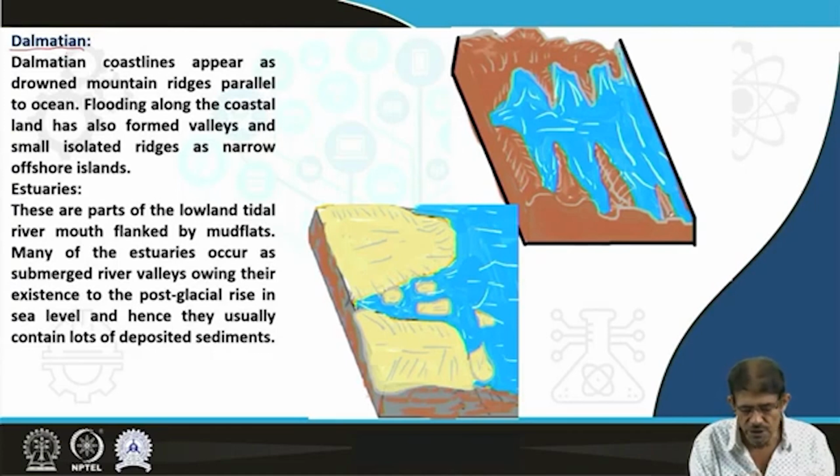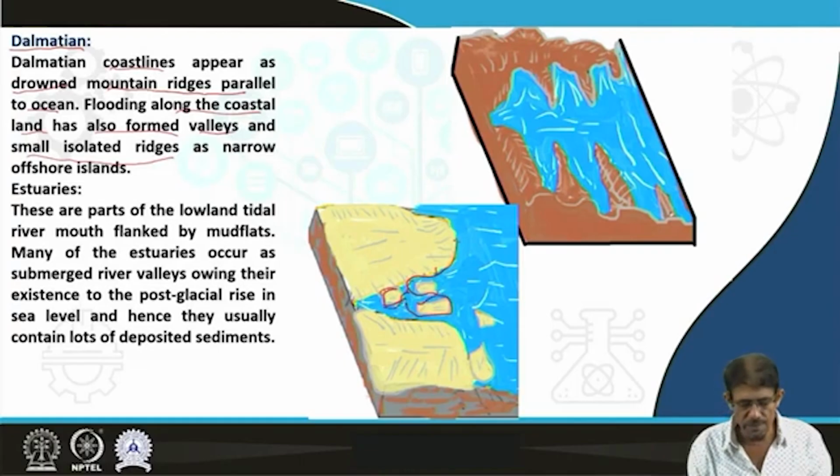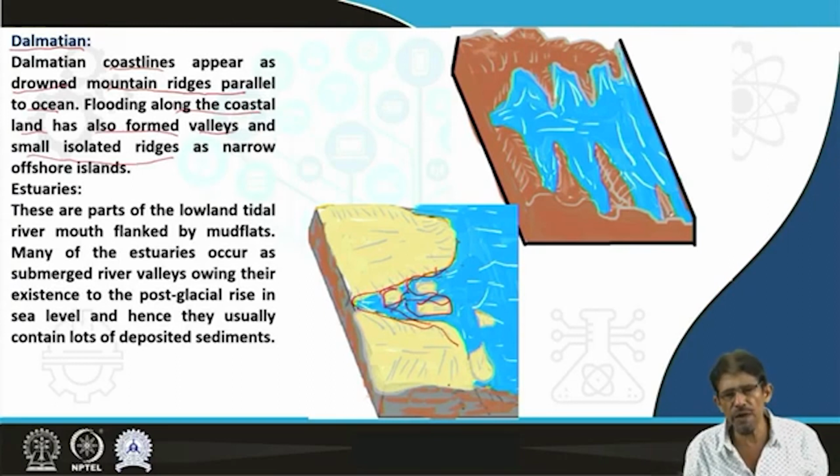The Dalmatian coastline appears as a drawn mountain ridge parallel to the ocean. Flooding along the coastland has also formed valleys and small isolated ridges as a narrow offshore strip recognized as the Dalmatian. Besides Dalmatian coasts, we have some estuaries where water enters inside the land area and develops various types of features, very important from economic, ecological, biological and sea survival points of view.